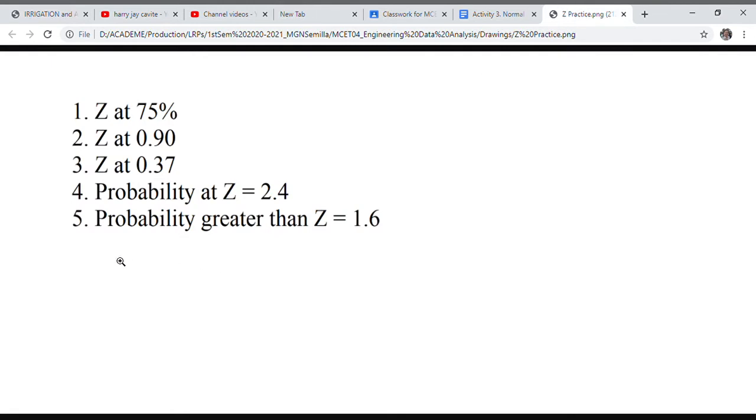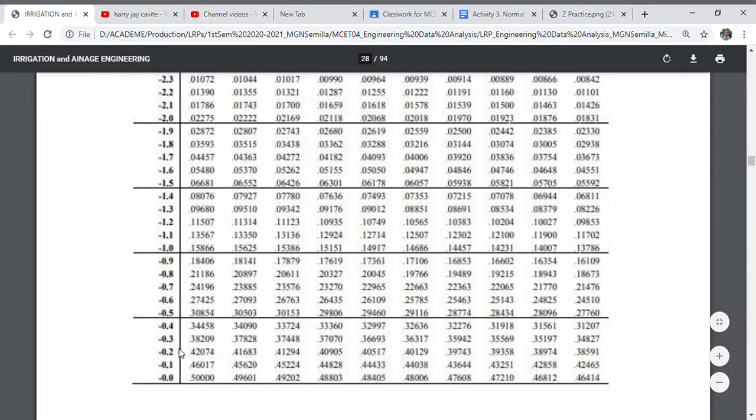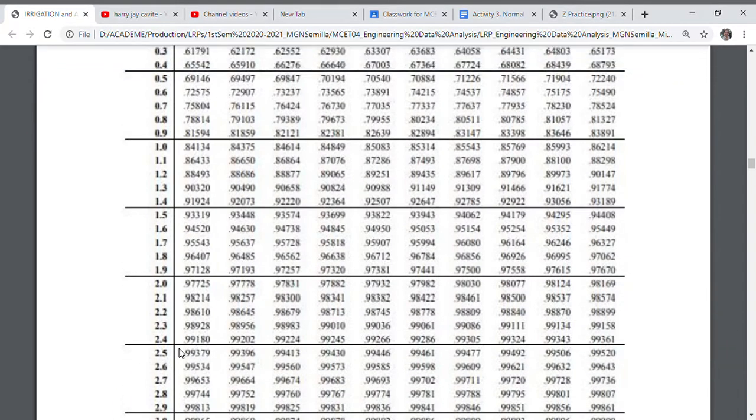Okay. Next, we get the probability at Z equal to 2.4. This is much simpler. We just browse the Z table for 2.4, and the probability is 0.9918, or 99%.